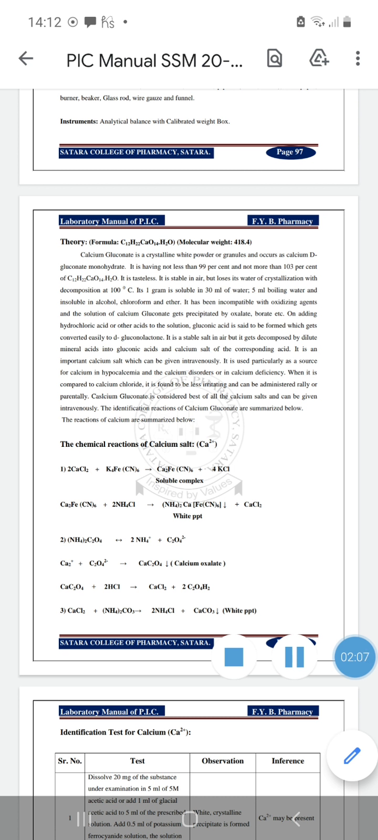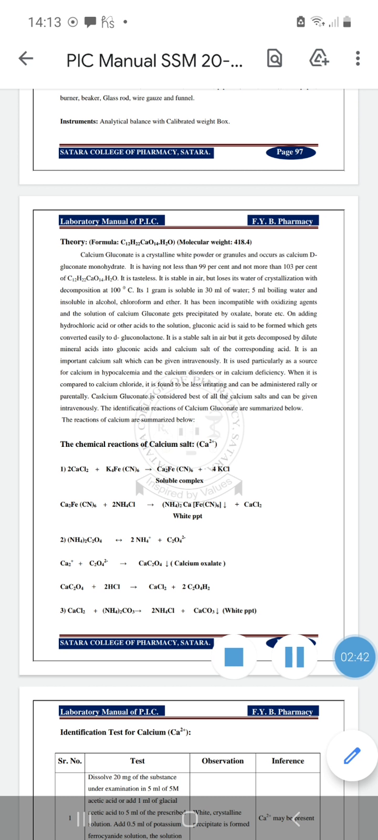It is an important calcium salt which can be given intravenously. It is used particularly as a source of calcium in hypocalcemia, calcium disorders, or calcium deficiency. When compared to calcium chloride, it is found to be less irritating and can be administered parenterally. Calcium gluconate is considered the best of the calcium salts and can be given intravenously.